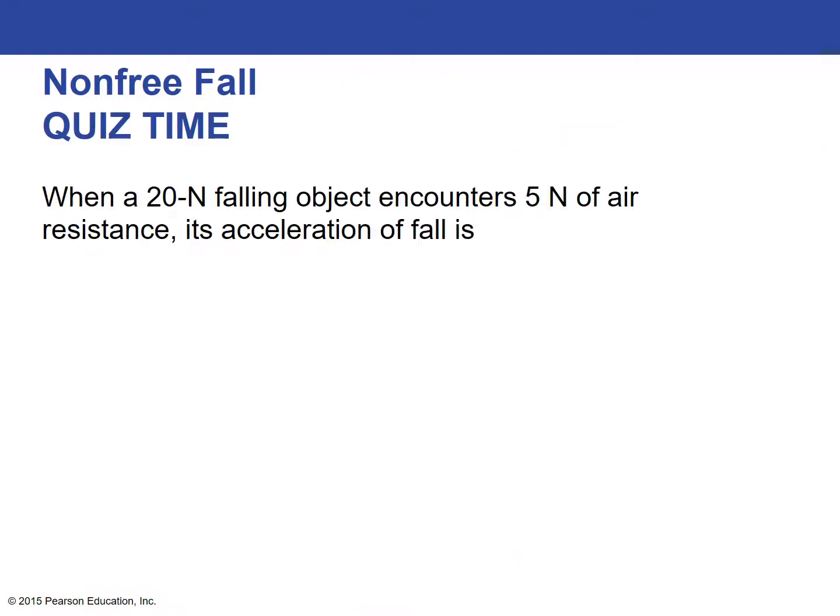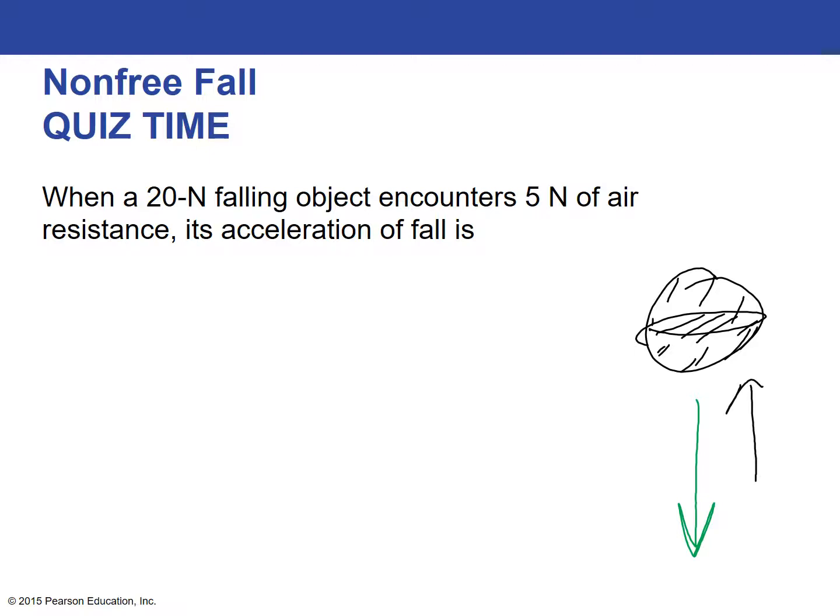Here's an example for you. We've got an object that weighs 20 newtons falling. So gravity is pulling it. And it is of such a surface area and speed that air resistance is 5 newtons. What happens to the acceleration of the fall?